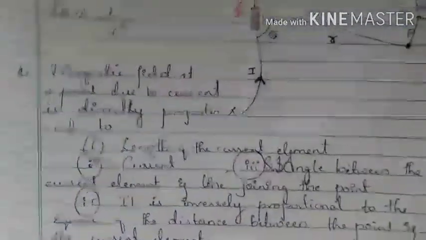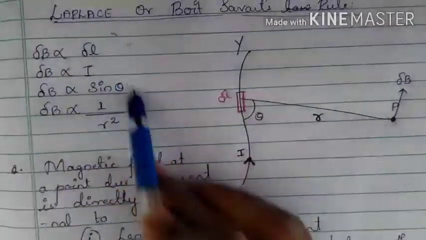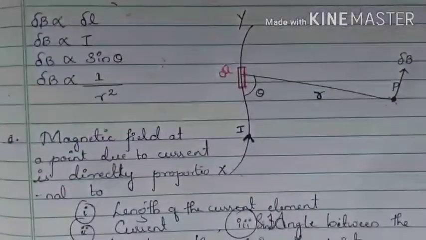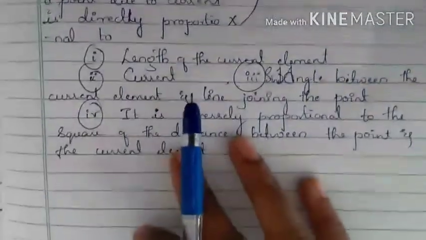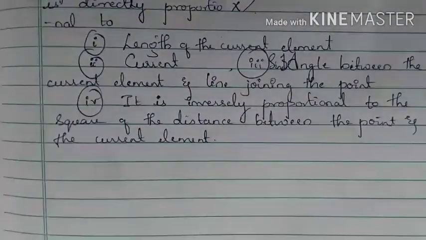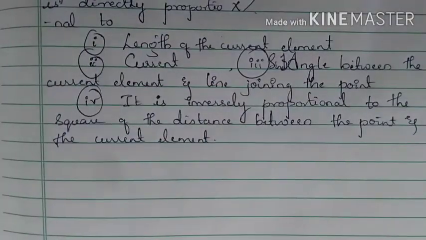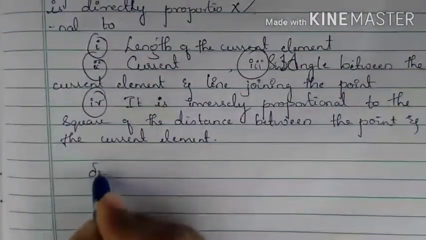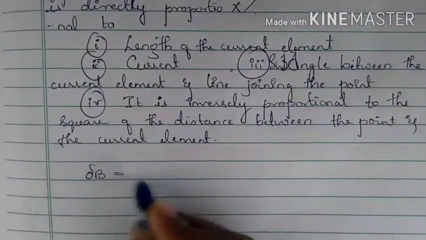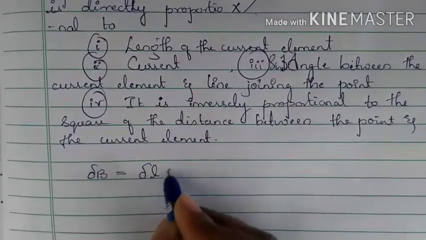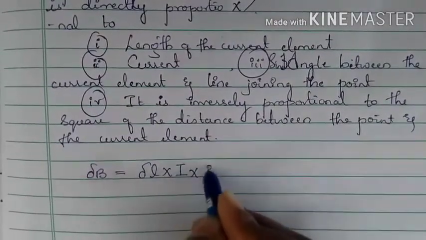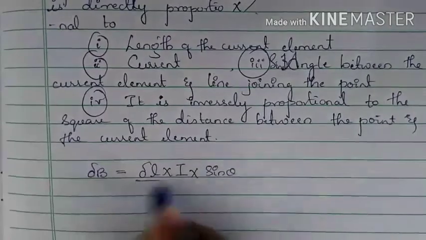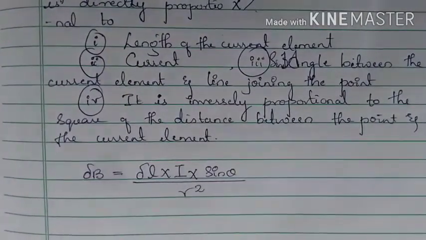So if you combine all these equations, then you get the final equation. The final equation for what? Final equation for delta B. So delta B can be written as what? Delta B is equal to delta L multiplied by I multiplied by sin theta divided by R square.